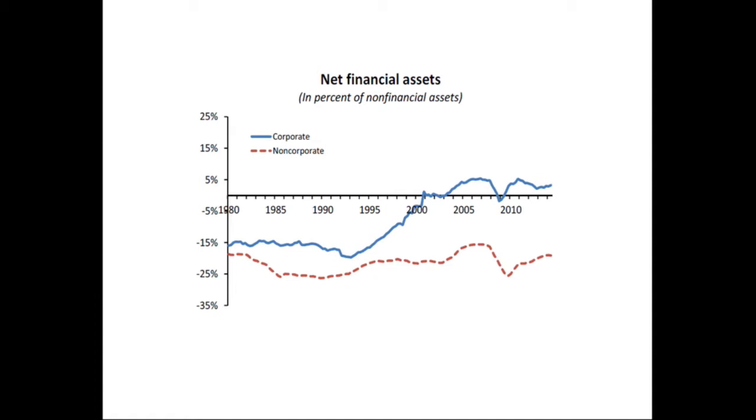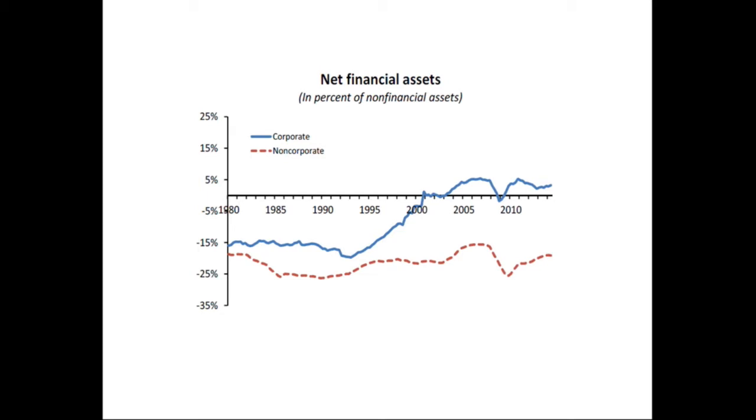This graph plots the net financial assets held by the business sector for the United States. Basically, this is the difference between financial assets minus liabilities. Now it's divided in two sectors: the corporate business sector and the non-corporate business sector. As you see, for the corporate sector, they were net borrowers, but more recently they happen to be net lenders. This is not something new.